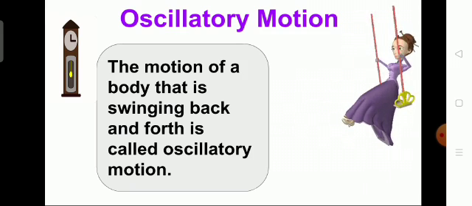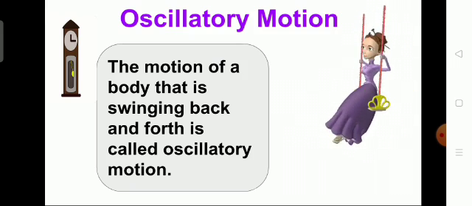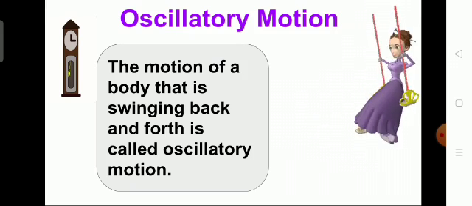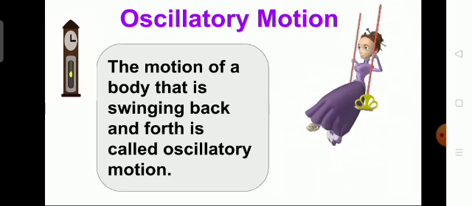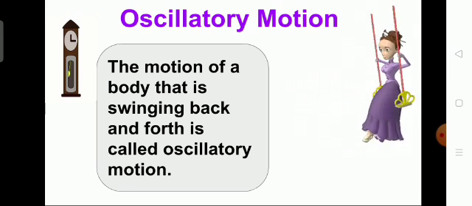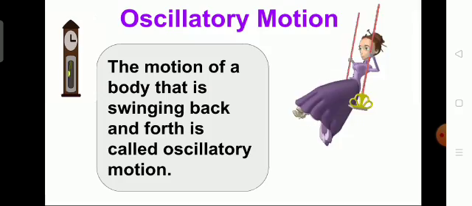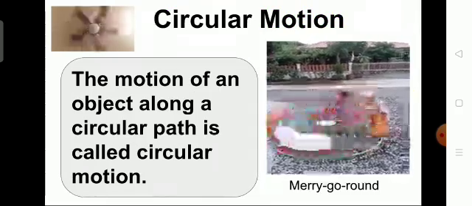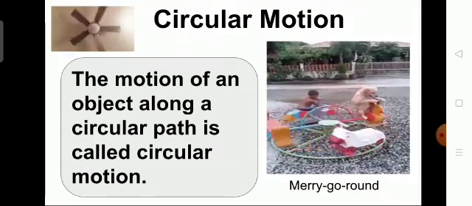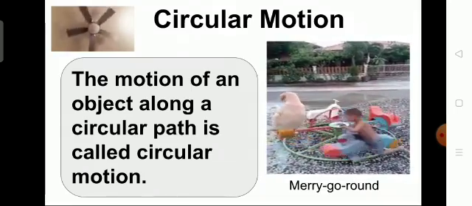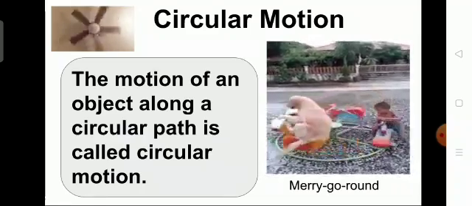Other examples of oscillatory motion are the vibrating diaphragm of a tabla or drum. Now the next type of motion is circular motion. Circular motion, as the name itself suggests, the motion of an object along a circular path is called circular motion.